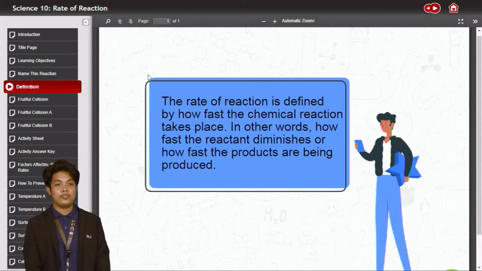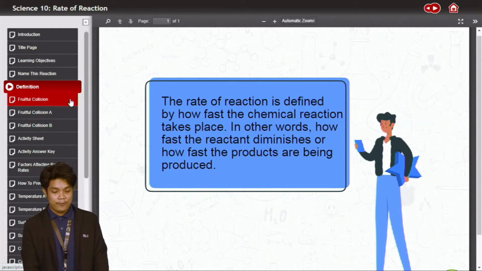As we all talked about, the rate of reaction is defined by how fast the chemical reaction takes place. Just like I said, some are very slow, some are very fast. Or in other words, how fast the reactants diminish or how fast the products are being produced. I believe it's very clear for all of us.